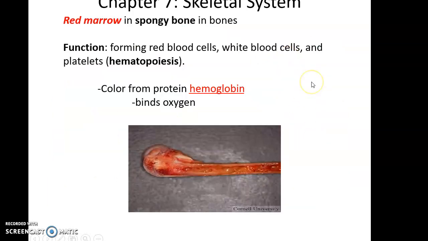Red bone marrow. Red bone marrow is found in spongy bone tissue, and it is where we produce all blood cells. It produces the red blood cells, the white blood cells, and the platelets through the process of hematopoiesis. And of course, red bone marrow is red because of the hemoglobin that is found in red blood cells. And hemoglobin is important because it binds oxygen.